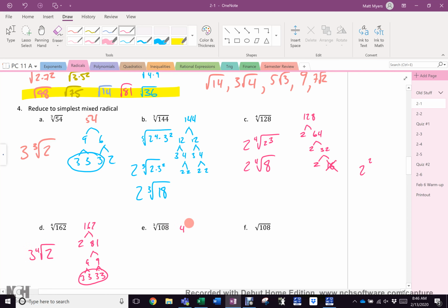108 is 4 times 27. Cube root of 27, 3. Cube root 4. Square root of 108 is 9 times 12. And a lot of kids right now will say it's 3 root 12. Is that right? No. Why not, Ellie?